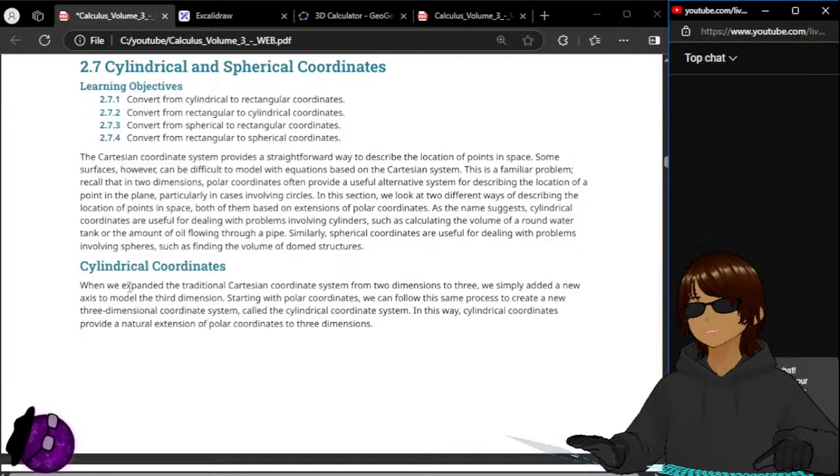Okay. When we expanded the traditional Cartesian system from 2 dimensions to 3 dimensions, we simply added a new axis to model the third dimension. Starting with polar coordinates, we can follow this same process to create a new 3 dimensional coordinate system called the cylindrical coordinate system. In this way, cylindrical coordinates provide a natural extension of polar coordinates to 3 dimensions.